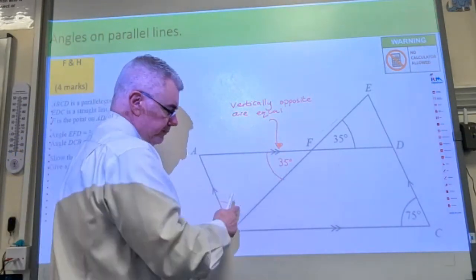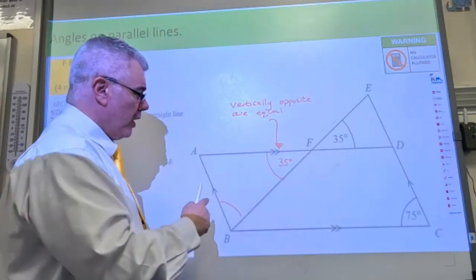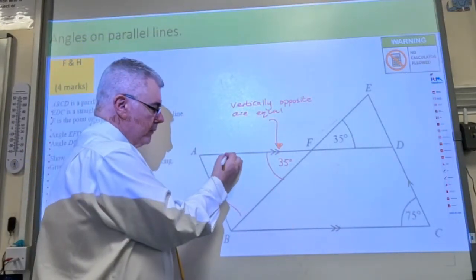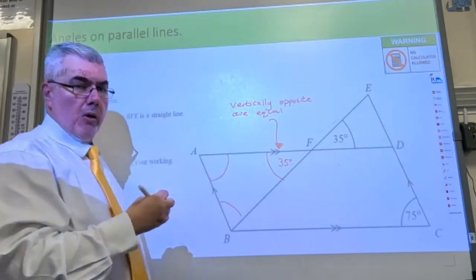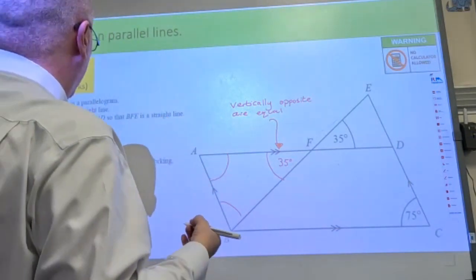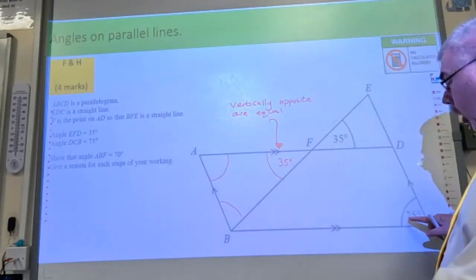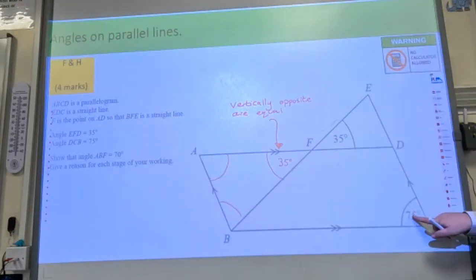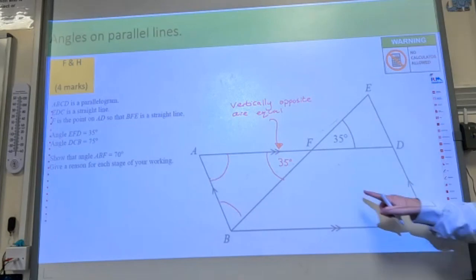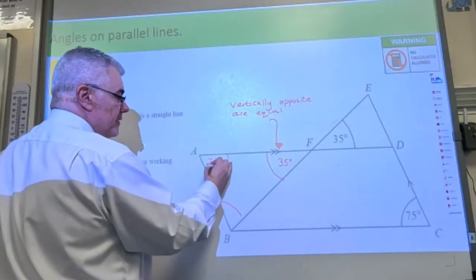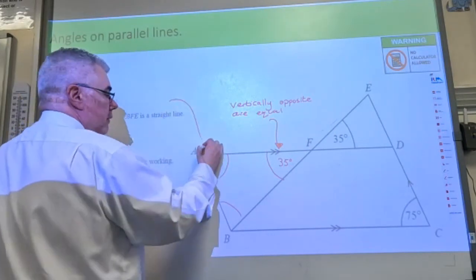Well, I found part of this triangle already. Perhaps I could find this one. There's a property of parallelograms that you may or may not remember, but please do try to remember. Opposite angles are equal. Opposite angles in a parallelogram are equal. So I know that this has to be 75 degrees.